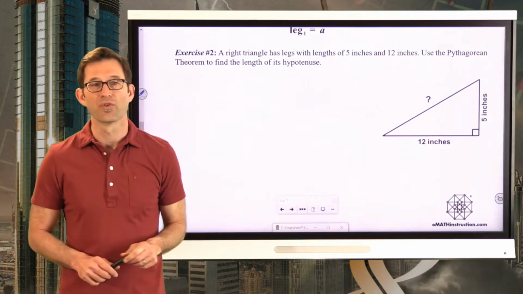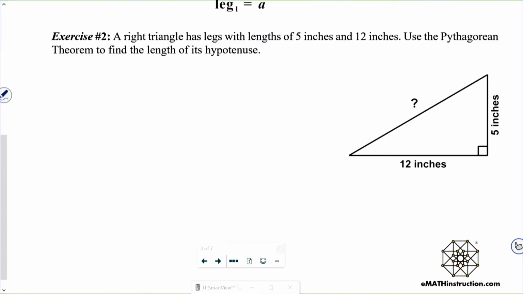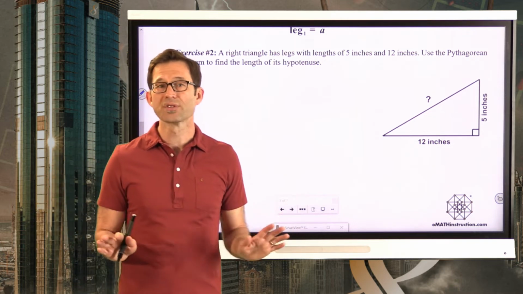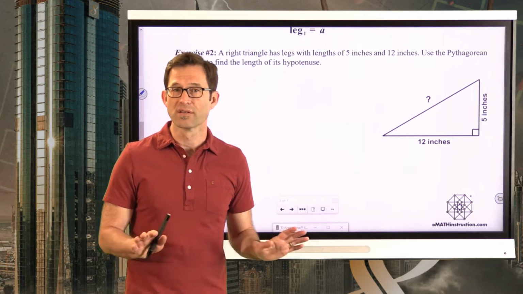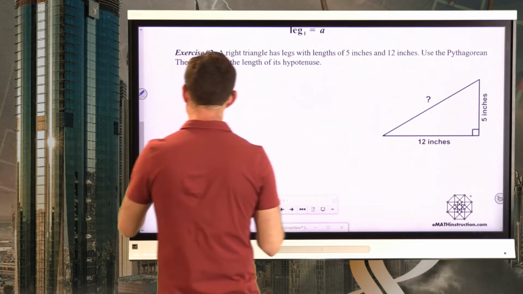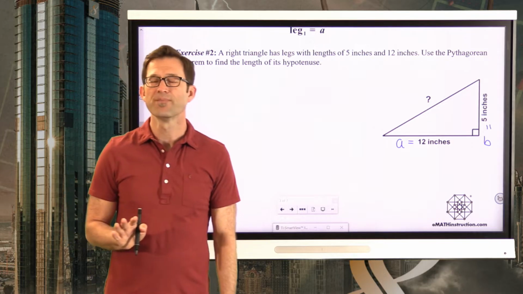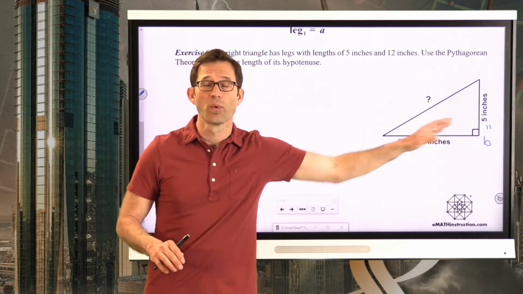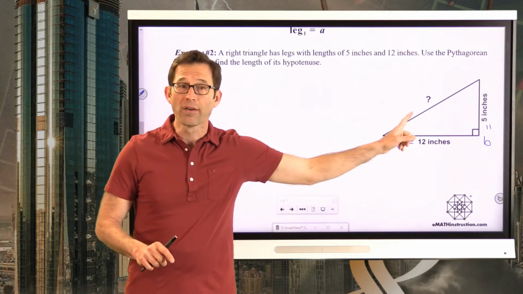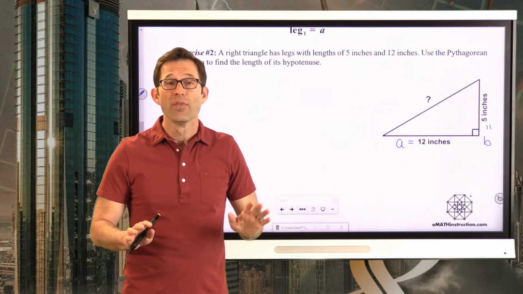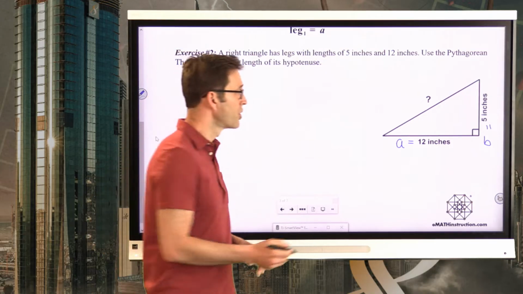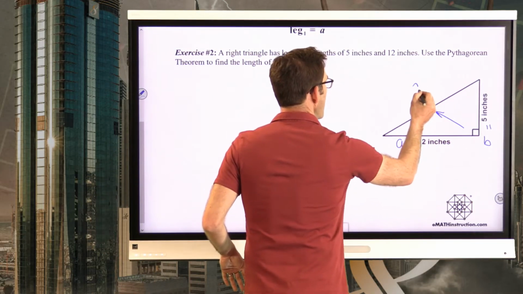Let's take a look at exercise number 2. A right triangle has legs with lengths 5 inches and 12 inches. Use the Pythagorean theorem to find the length of its hypotenuse. All right, so let's take this real slow on our first time and maybe even throughout this entire lesson. Whenever we have a right triangle, we like to think about the legs in terms of A and B. So I'm going to say A is 12 inches and B is 5 inches. Now, it doesn't matter at all which one of these is A and which one of them is B. That's irrelevant. The hypotenuse has to be C. The side that is opposite of the right angle, that has to be C.